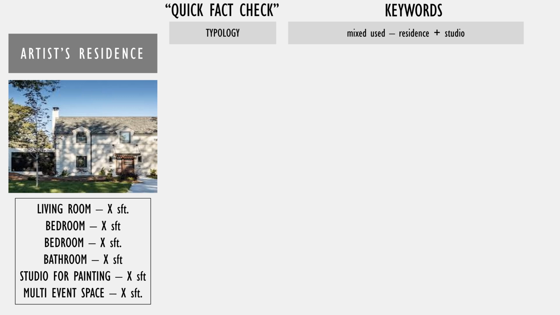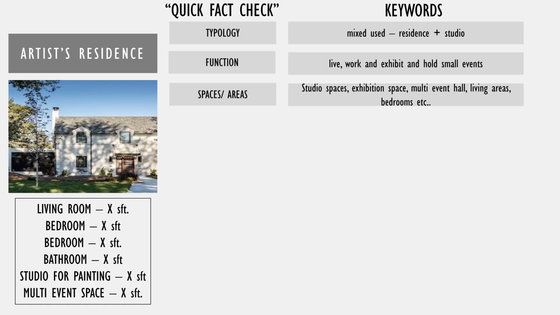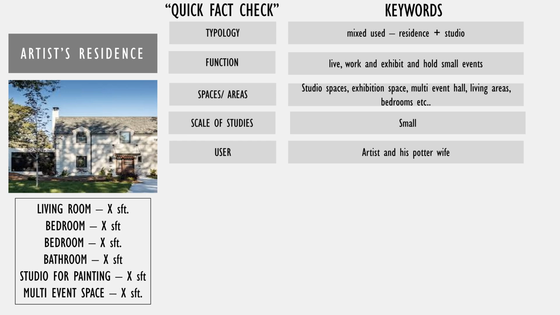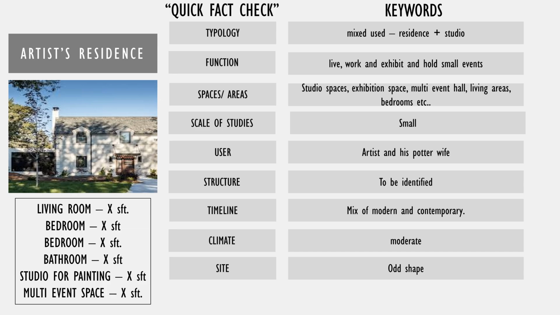Typology. What typology is it going to be? It is going to be mixed use. It is going to be used as a residence and a studio. What function? Live, work and exhibit. Hold small events. Spaces. Studio spaces, exhibition space, multi-event hall, living areas, bedroom, etc. Scale. Small. User. Artist and his potter wife. Structure. It needs to be identified. Timeline. Mix of modern and contemporary. Climate. Moderate. Site. Odd-shaped site. Materials. Since they live a very sustainable life, let's go for locally available materials and eco-friendly materials.